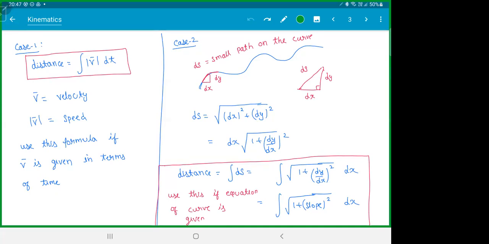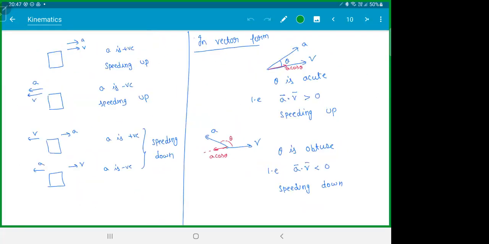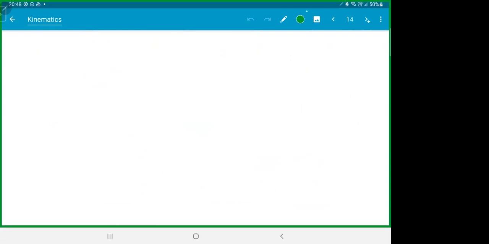Clear? Let's go ahead. Let's start with the problem. We are still in the starting of kinematics.